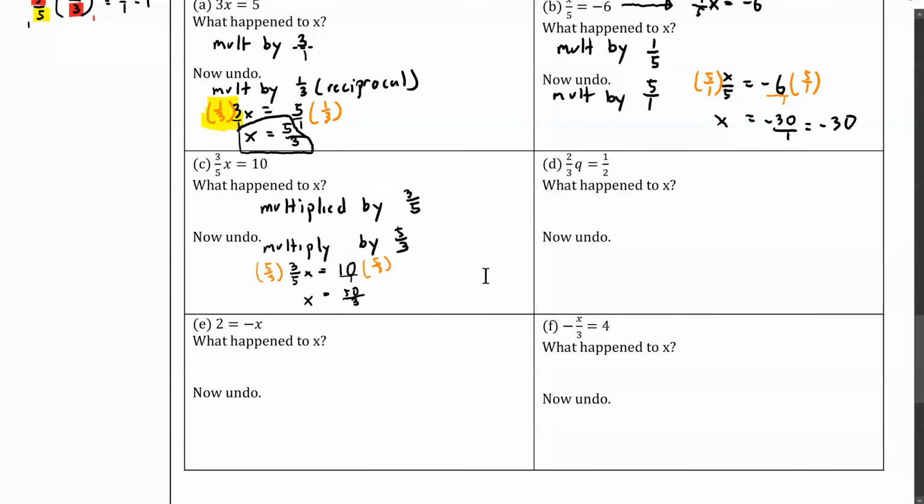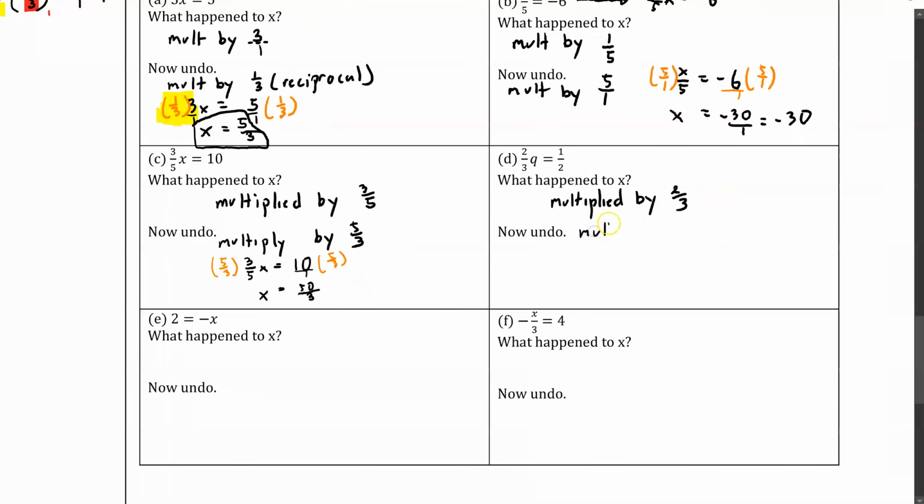Okay, part D, we have 2/3 q equals 1/2. So what happened to q? Multiplied by 2/3. So the inverse operation is to multiply by 3/2. So we have 2/3 q equals 1/2 is the original problem. The inverse operation is to multiply by 3/2. So on the left-hand side we have q, and on the right-hand side we have 1 in the numerator, 1 times 3 is 3, and in the denominator, 2 times 2 is 4.